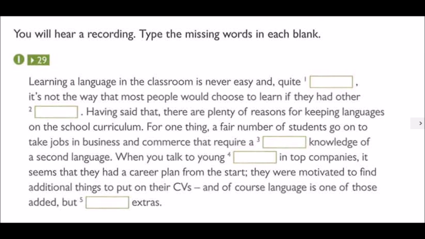When you talk to young employees in top companies, it seems that they had a career plan from the start. They were motivated to find additional things to put on their CVs, and of course language is one of those added but significant extras.